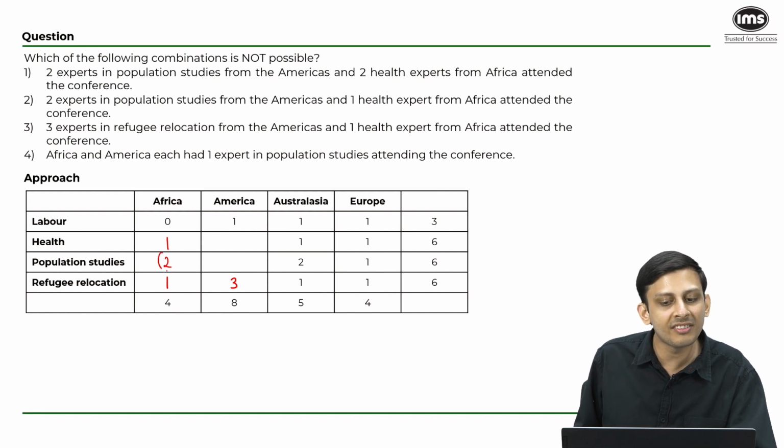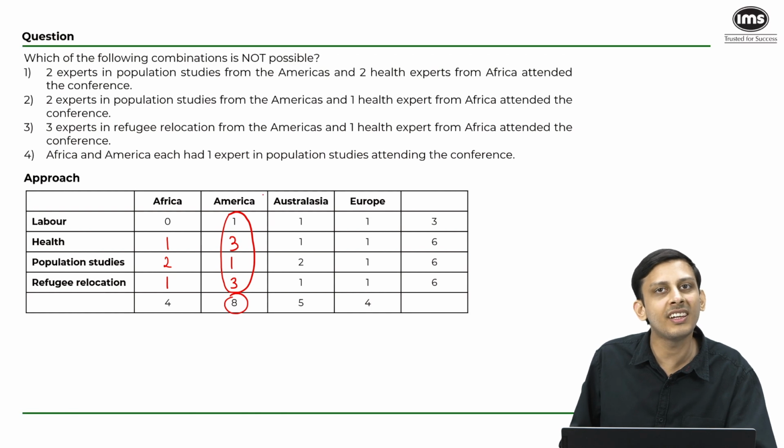Now in population studies, we have 2, 2, 1, which is 5 out of 6. So the remaining 1 will come here. And similarly, for health, we have 1, 1, 1, which is 3 out of 6, so the remaining 3 will come here. Now we can see that the total for America is being satisfied: 1, 3, 1, 3, that is a total of 8. So there is no inconsistency here also. The third option is also possible.